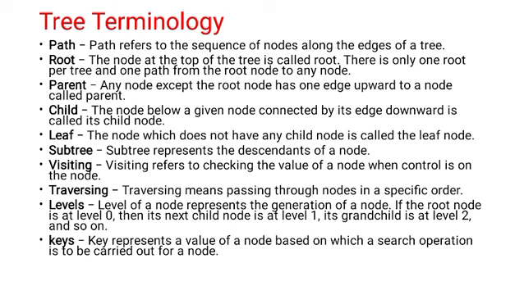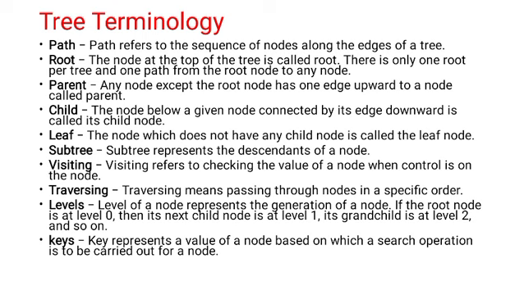Next, tree terminologies. These are some of the terms to be known before going to see about trees. First is path. Path refers to the sequence of nodes along the edges of a tree. Root: the node at the top of the tree is called the root. There is only one root per tree and one path from the root node to any node. Parent: any node except the root node has one edge upward to a node called parent.